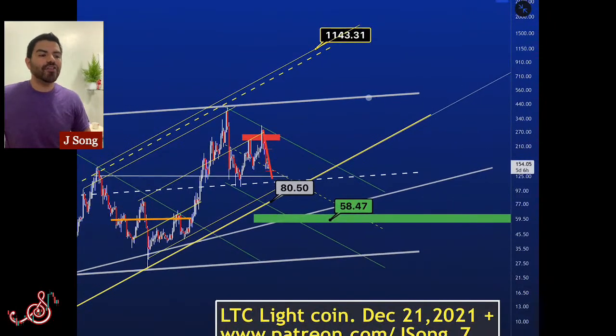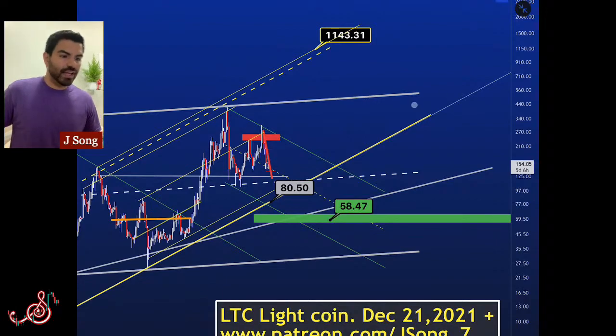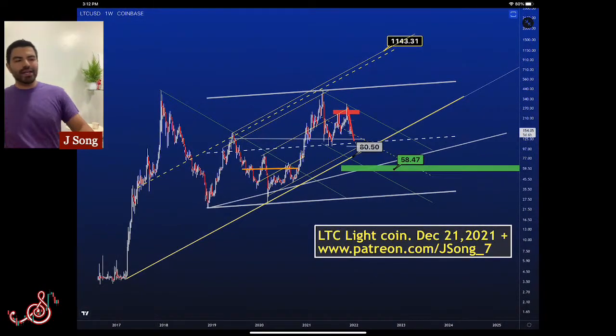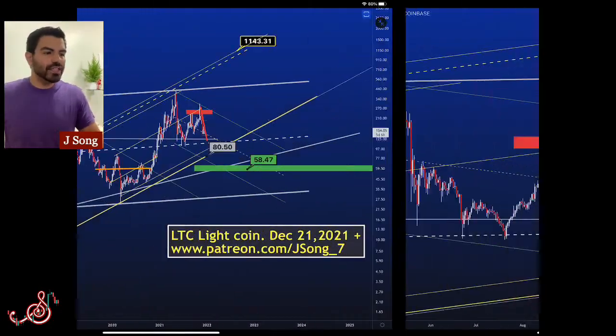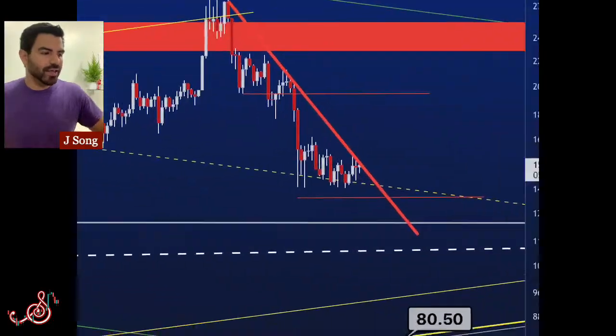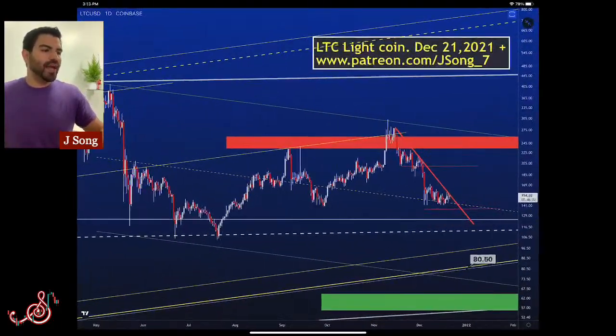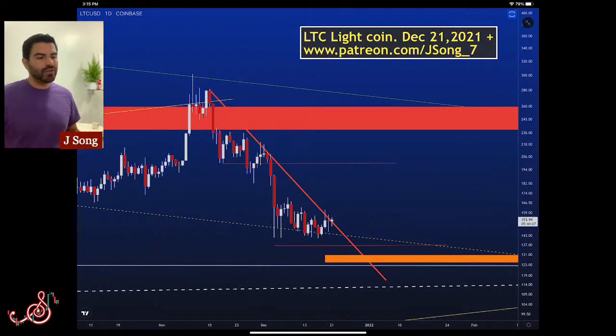So we do have a lot of money that's available for Litecoin, but right now we do need that positive change in behavior on the daily chart, and it's going to look right about there. I have a few other Litecoin charts. Here's another one that I've given you guys.